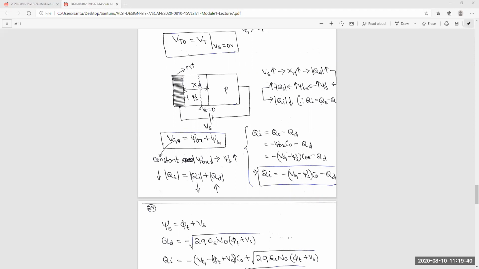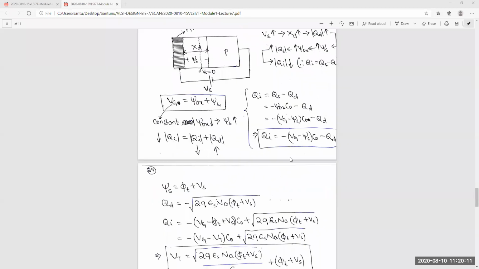Sorry, these two things I have to change. The surface charge and phi x both will decrease. Now Qi also decreases, as Qi is equal to Qs minus Qd. So finally you got the idea how Qi decreases when you are increasing Vs.